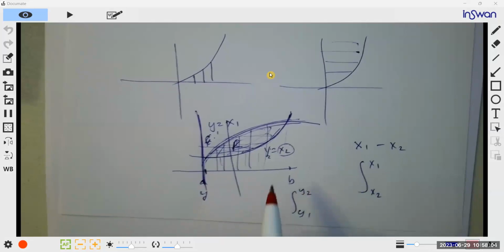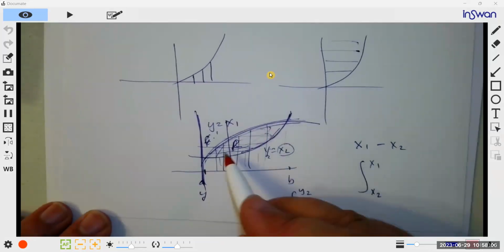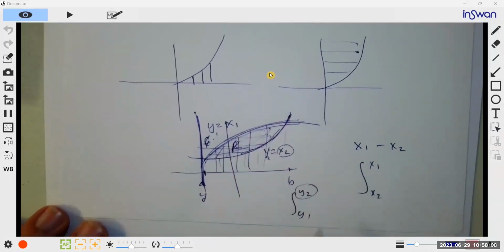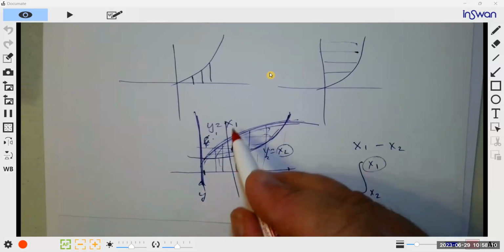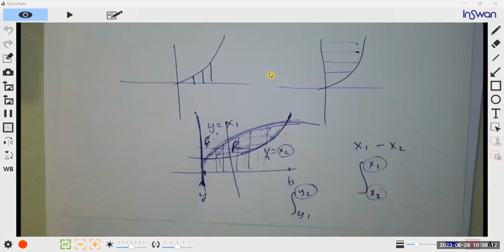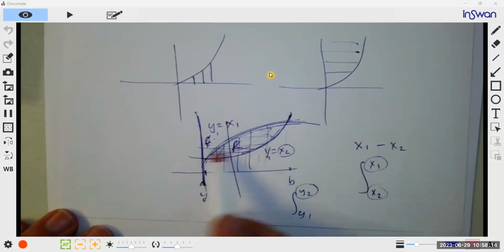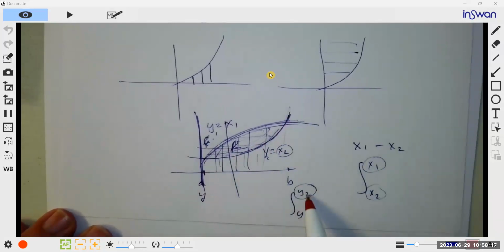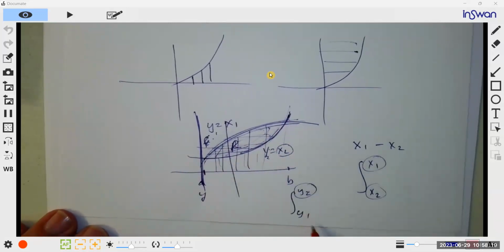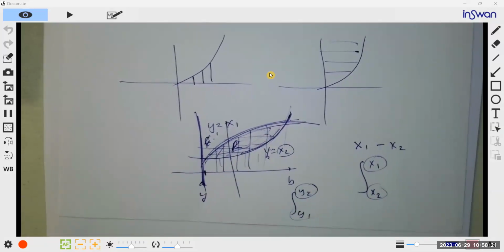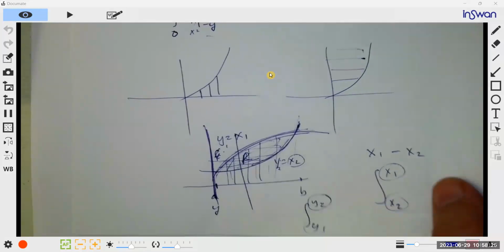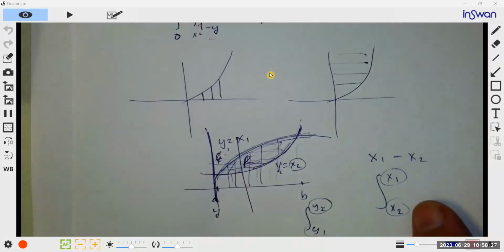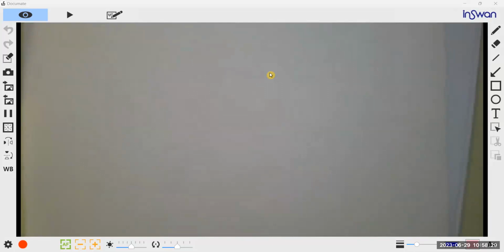So if we're doing it vertically, whatever's on top goes on top. Whatever's on the bottom goes on the bottom. If we're doing it horizontally, whatever's furthest to the right goes on top. Whatever's furthest to the left goes on the bottom. And we have to algebraically solve those functions for those. So let's look at this last example here, and then we'll talk about the properties.